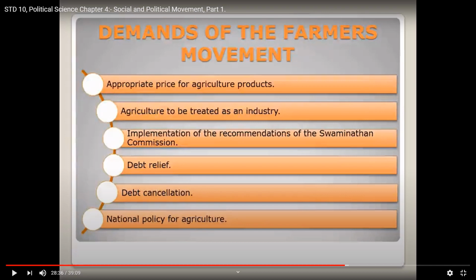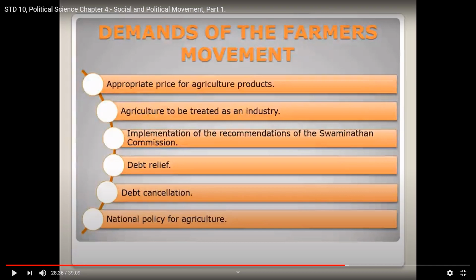Implementation of the recommendations of the Swaminathan Commission. Next, debt relief. Debt relief means, for example, a farmer has taken a loan, but due to certain problems he is not able to pay the loan in time. So a certain amount of extension should be given, a certain amount of subsidy should be given, or else the interest rate on the loan that is taken should be a little bit lesser than the other interest rates.